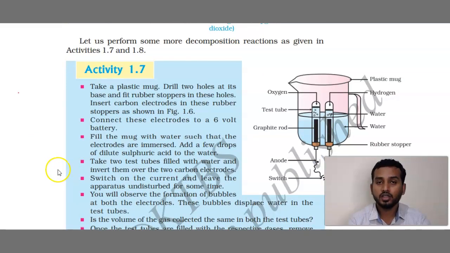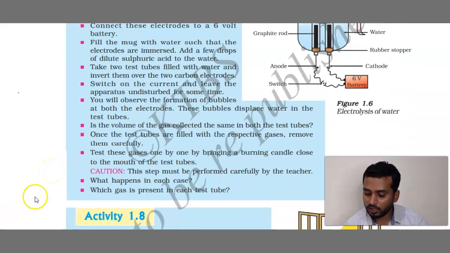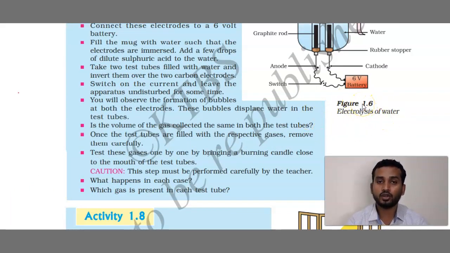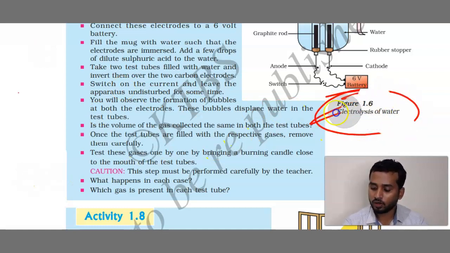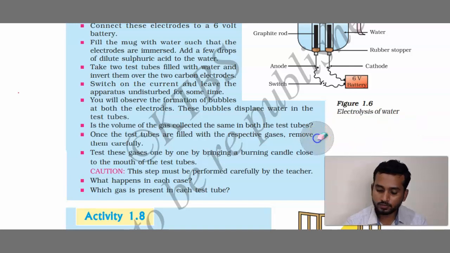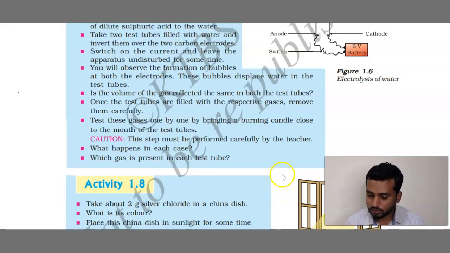If the reaction happens in the presence of light, that is known as photochemical decomposition reaction. Here we can see this reaction is happening in the presence of current. That is called electrochemical decomposition reaction. That is electrolysis of water. Here you have to study what is electrolysis of water. Just define what you mean by electrolysis of water. Done? Okay.